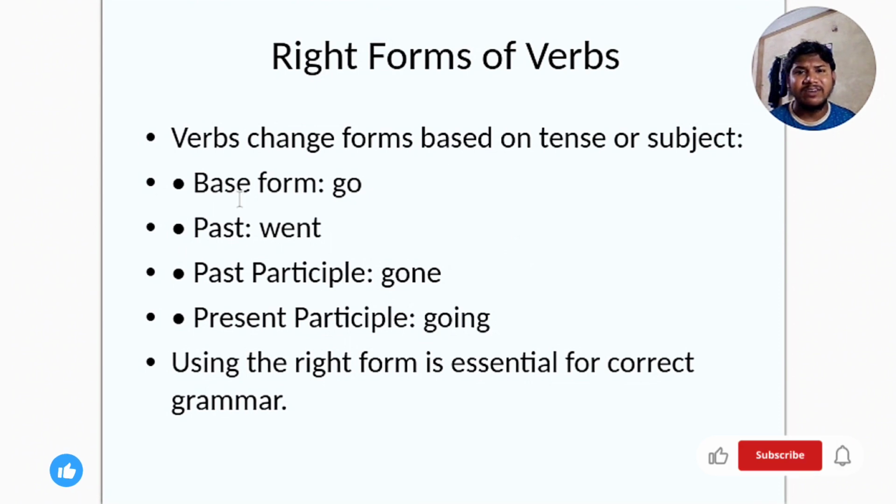So here are the several forms of verbs: the base form, past form, past participle form and present participle form. The first example is go. The base form is go. The past form of go is went. The past participle form of go is gone. And the present participle form is going. So in our next video, we will discuss several examples of the right form of verbs.